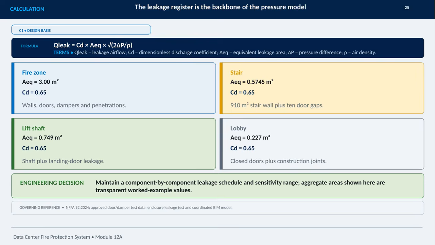Each area uses a discharge coefficient of 0.65. These values are transparent example inputs, so the model should retain sensitivity ranges and trace each component back to approved test data, enclosure leakage testing, and the coordinated BM model, consistent with NFPA 92:2024.